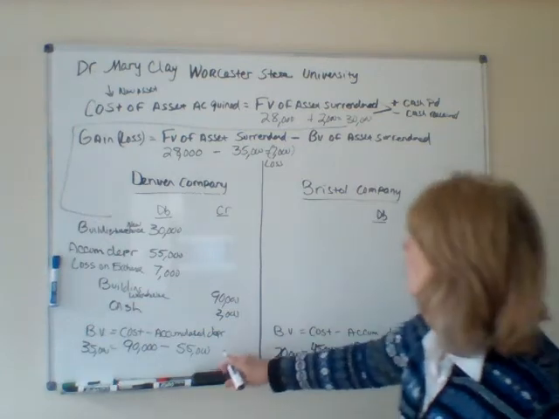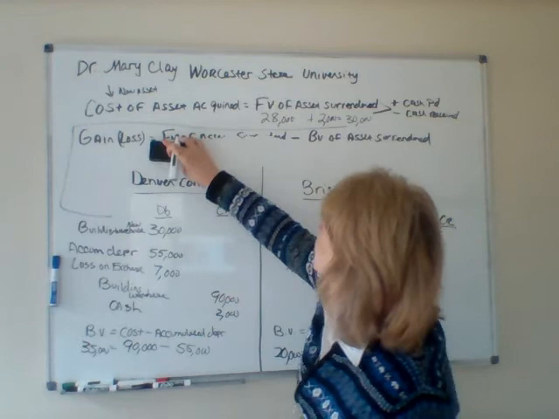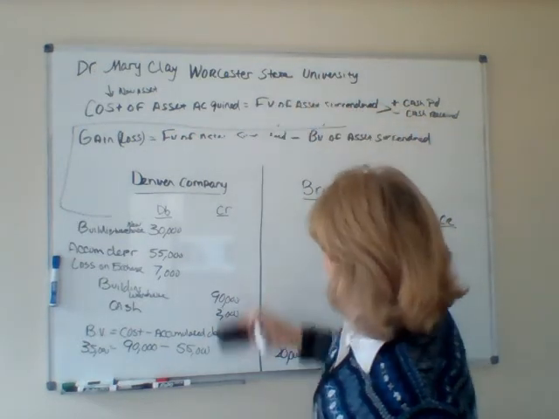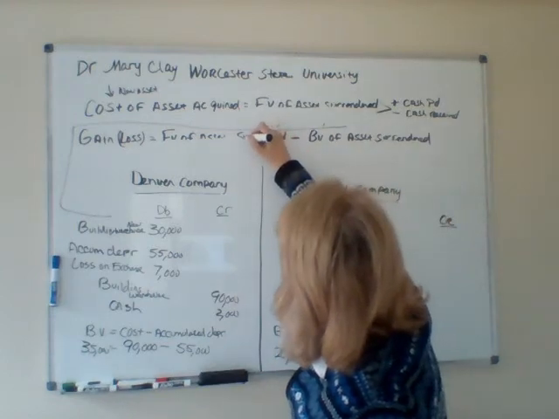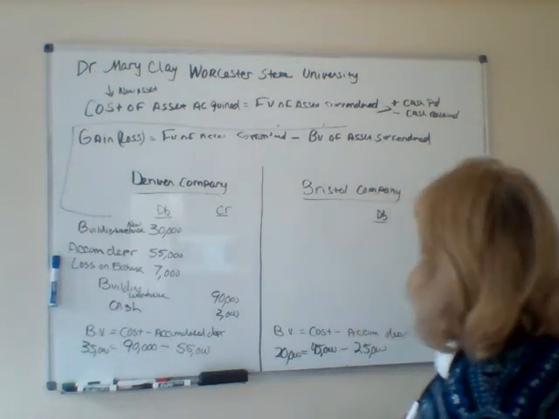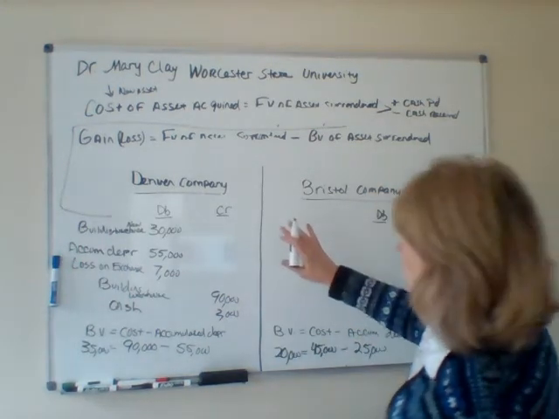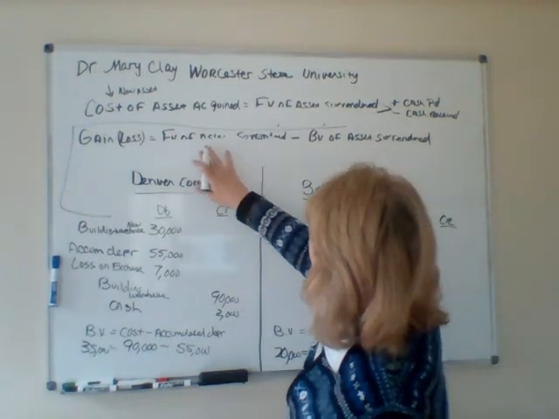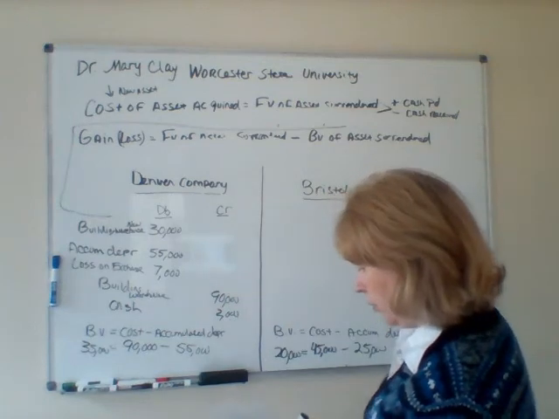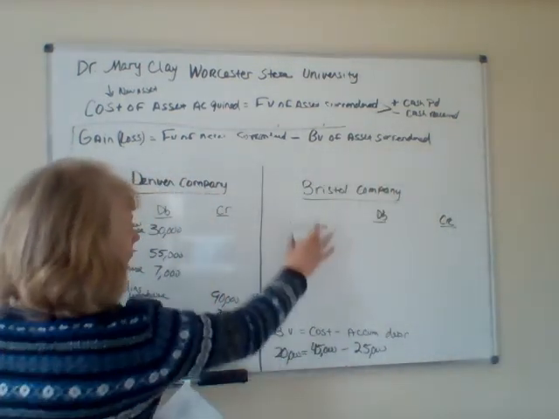All right, now I'm going to go up here. I'm going to erase this because I already showed you that. And I'm going to erase this because I already showed you that. All right, so this is surrendered, right? Okay, so now let's figure out the gain or loss first. Okay, so the gain or loss of the asset surrendered. So I'm going to take the fair market value of the asset surrendered.